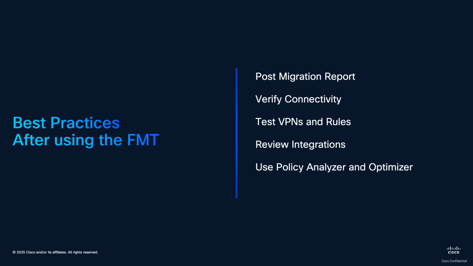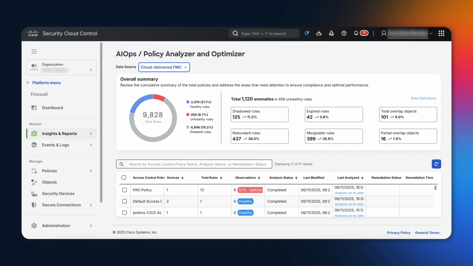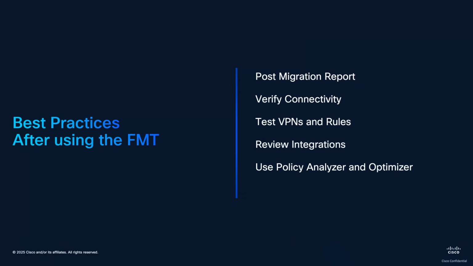Use Policy Analyzer and Optimizer. After verifying that connectivity is working as expected, we recommend you optimize the access policies using the Policy Analyzer and Optimizer in Security Cloud Control. And finally, stakeholder communication. Inform stakeholders about the migration status and any post-migration steps.